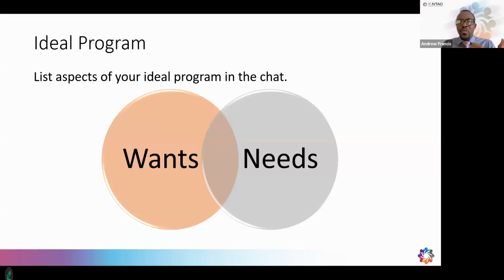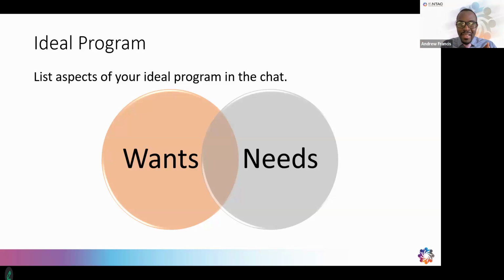And just to distinguish, wants are things that would be very nice for you to have in your program, but they may not necessarily be directly aligned, or they may not necessarily address your students' specific needs, right? While a need, on the other hand, would be essential. It would be directly connected to addressing your target students' learning needs.